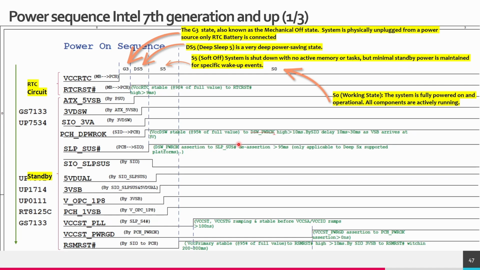After the components pass these checks, they are powered up and initialized one by one in a specific order. The process ensures that each part of the system receives power safely, so the computer can transition to loading the operating system.